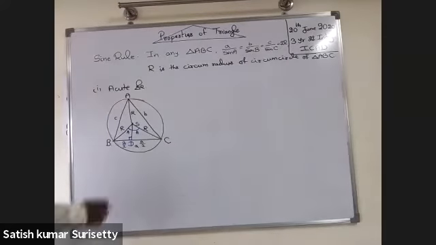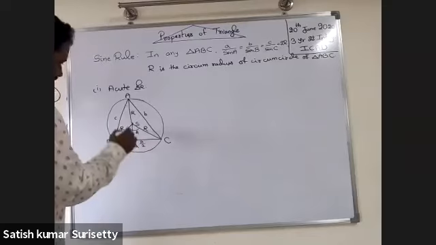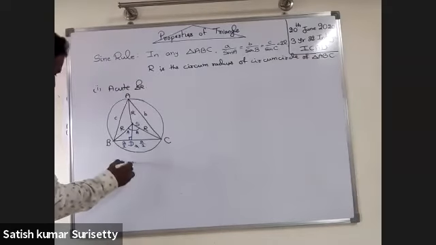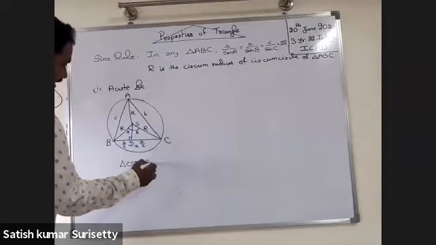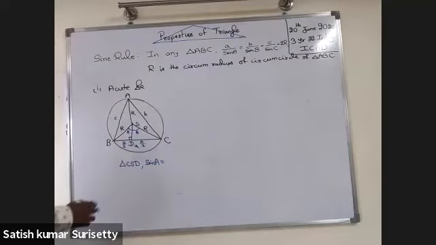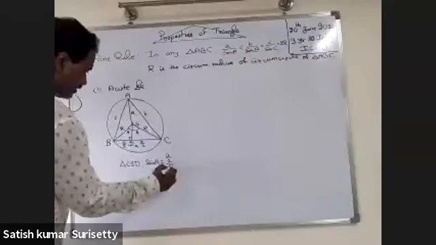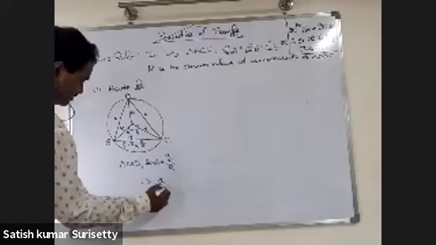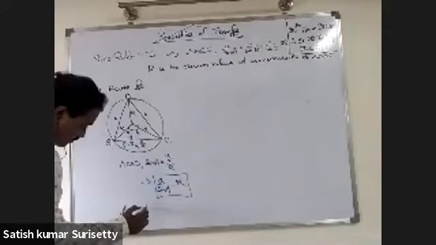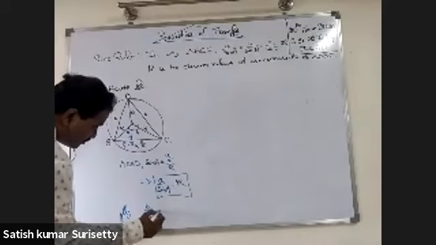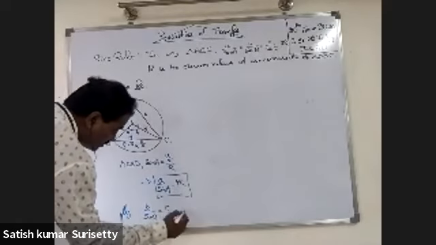Now consider the triangle CSD. What is sine A? Opposite side, a by 2 upon R, which implies a by sine A equal to 2R. Similarly, in the same manner, you can draw perpendicular to the other two sides and you can prove it. So similarly, we can prove b upon sine B equal to c upon sine C equal to 2R.